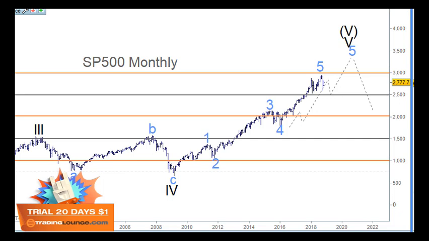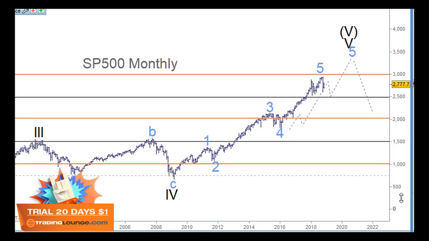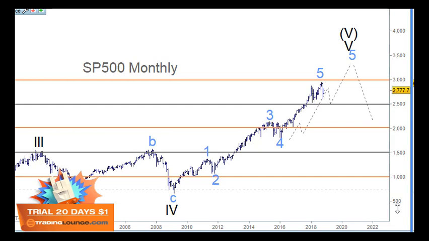Welcome to Trading Lounge and the US indices, and starting with the S&P here on the monthly chart, we're looking at wave 3 here with an A and a B and a C wave for wave 4 here, and 5 waves up for 1 and 2 and 3 and 4, and then we're looking for 5 waves up here for wave 5.